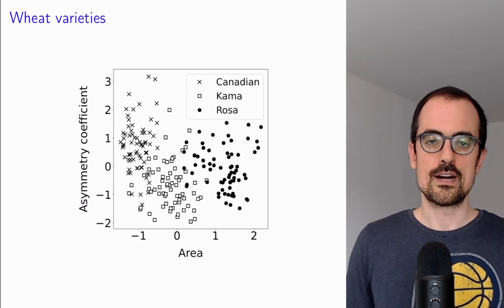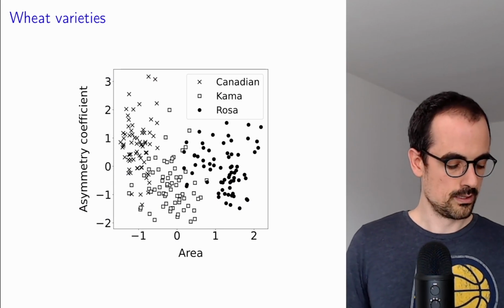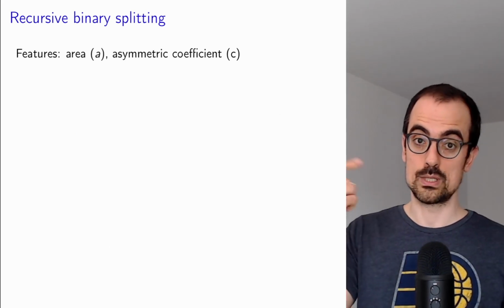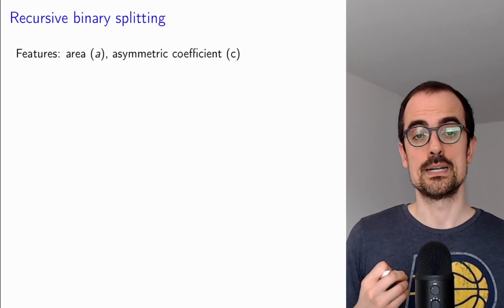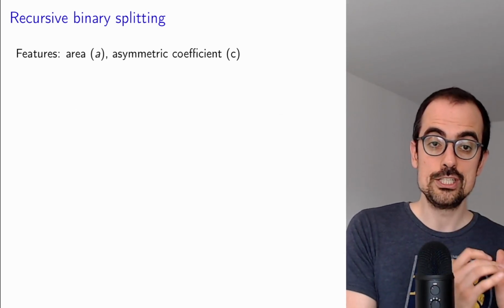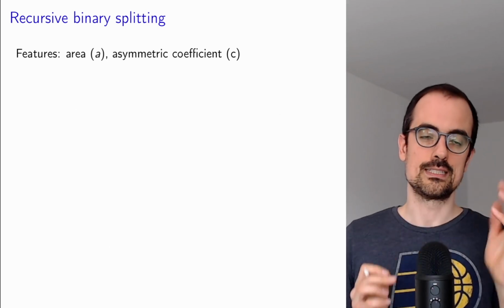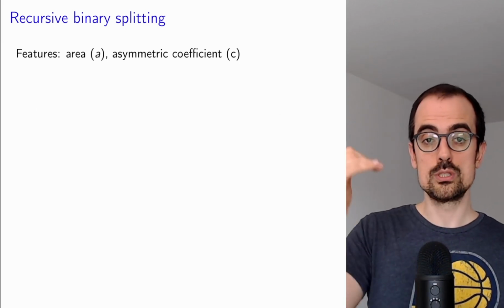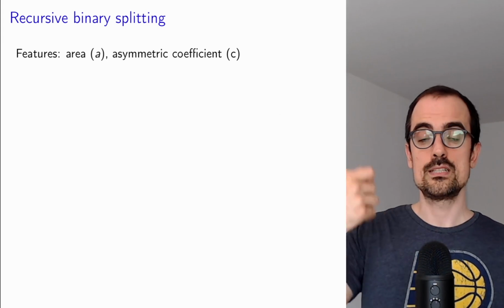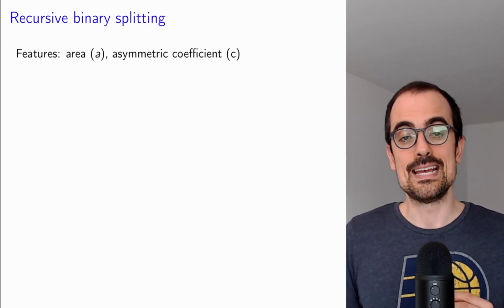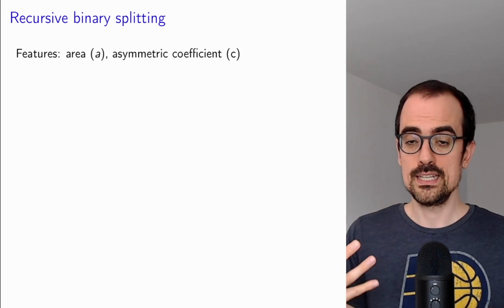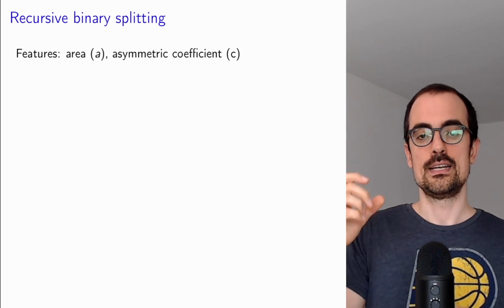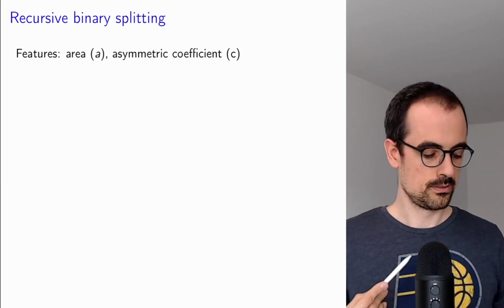So let's go back to the wheat varieties. We want to build a tree for these guys, and what we're going to do is recursive binary splitting. So we would do exactly what I did for the simple example, but now we'll have to consider every region, every possible feature, in this case there's only 2, the area or the asymmetric coefficient, and every possible threshold, and we're going to choose the splits that increase the log likelihood the most. Equivalently, they're going to minimize these weighted entropies so that we get regions that are as pure as possible.